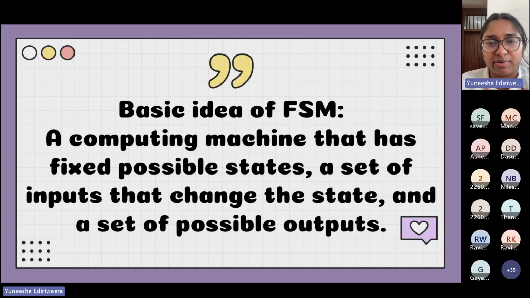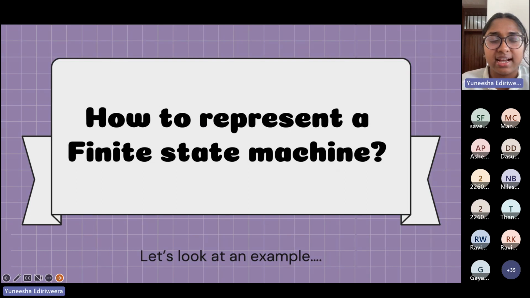Now that you have a basic idea of FSM, let me give the summary. A finite state machine is a computing machine that has a fixed set of possible states, a set of possible inputs that can change the state, and a set of possible outputs. Also, there are various ways that we can represent a finite state machine. So let's look at an example to get an idea of the ways we can represent one.